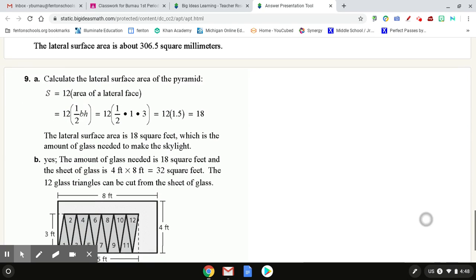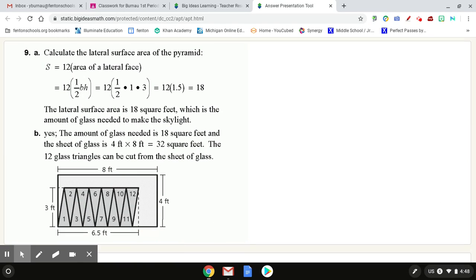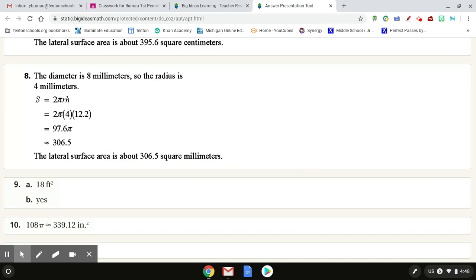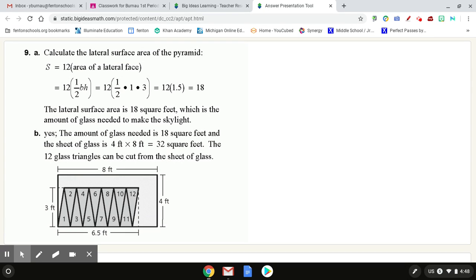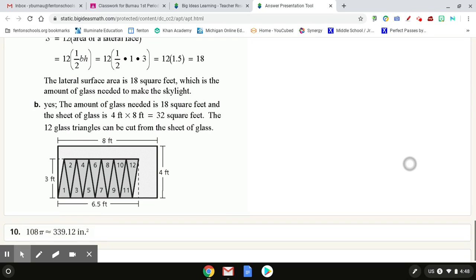Number 9. I'll show you the work there. Remember, pause if you need to so you can really see what is going on here. All right, so if I unclick this, these are the answers. So 18 feet squared, and then part B is yes. All right, so I'm going to click it one more time. So if you need to pause this to read through this, that's fine, to check yourself.